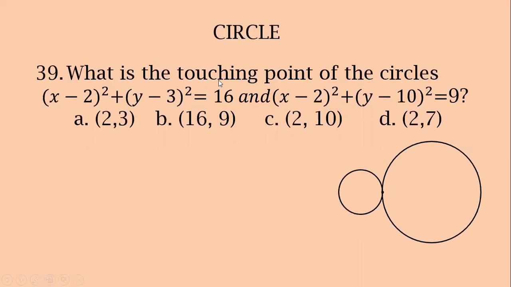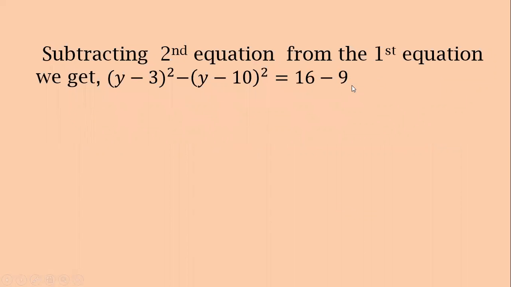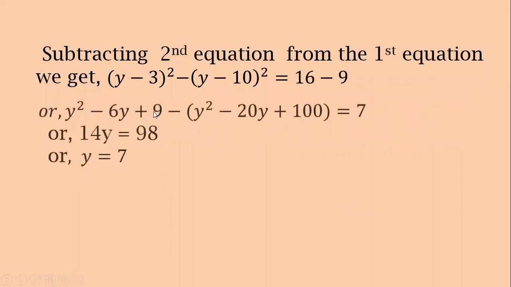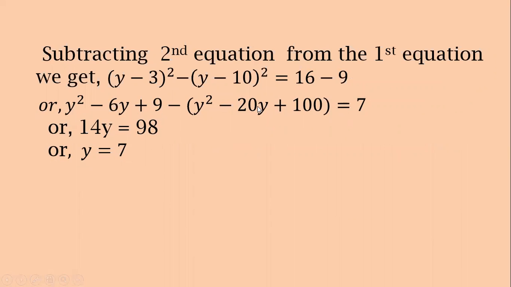Now see, the solution is easy, as the x term in both equations is the same. So if we subtract the equations, then this x term is omitted and we get (y minus 3) whole square minus (y minus 10) whole square is equal to 16 minus 9. So applying the (y minus b) whole square formula, we get this one is equal to 7 and finally y is equal to 7.